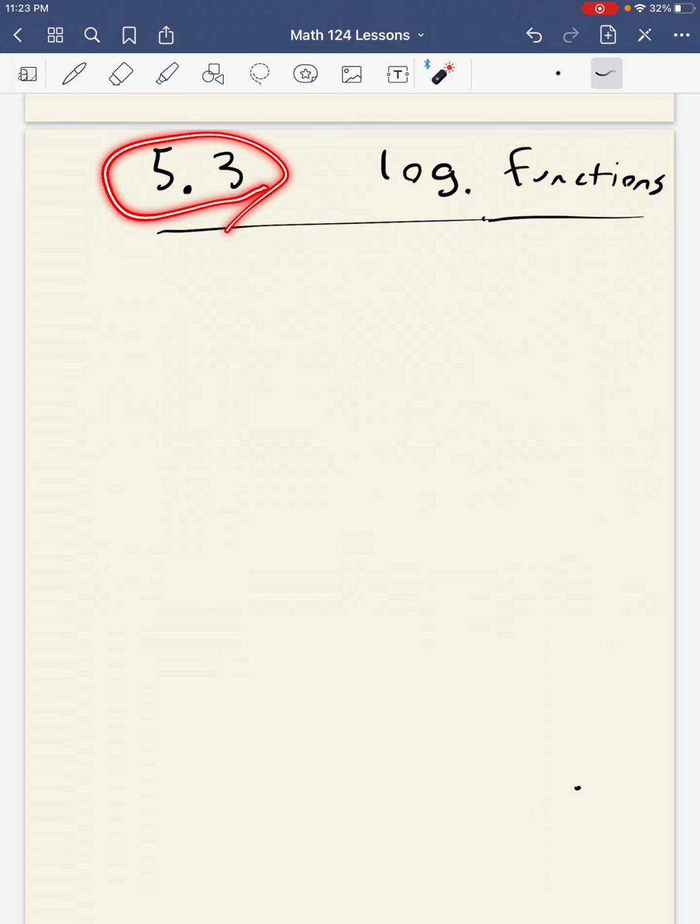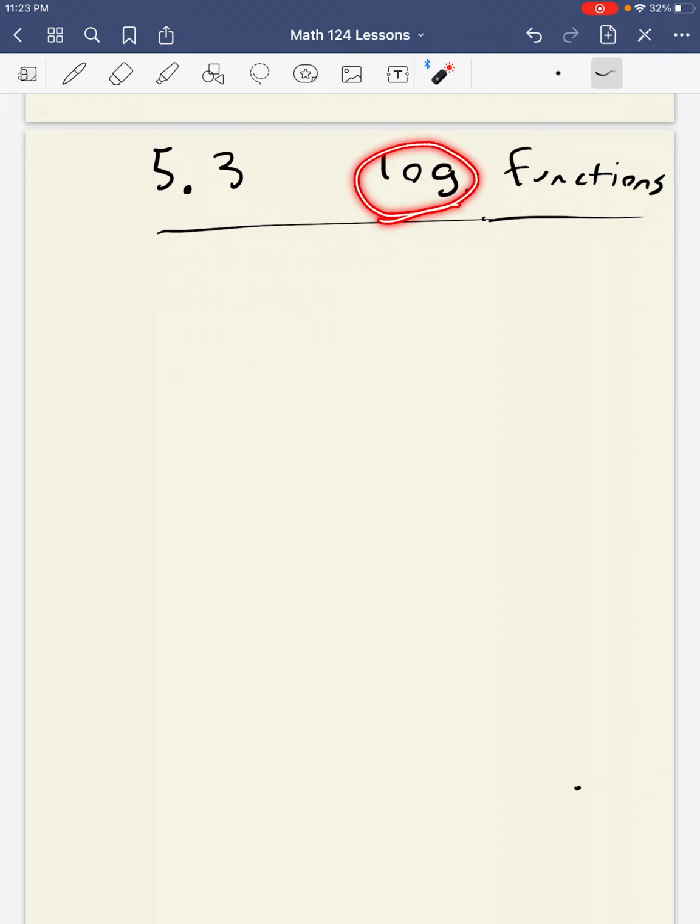Hello class, this is 5.3. We will learn about logarithmic functions, or we sometimes just call them logs.